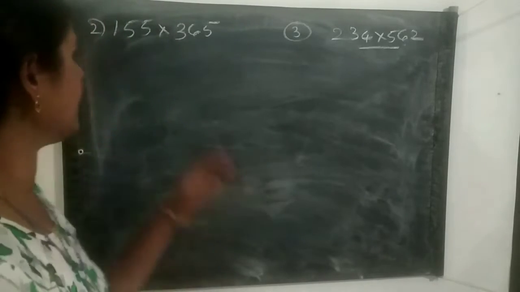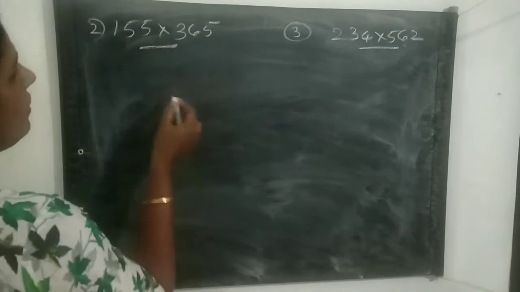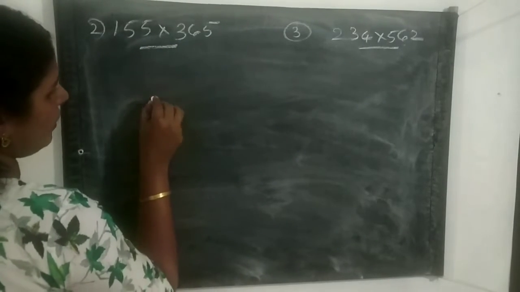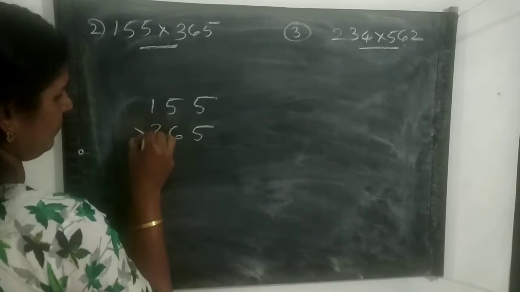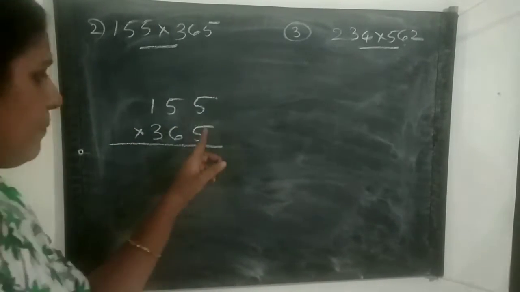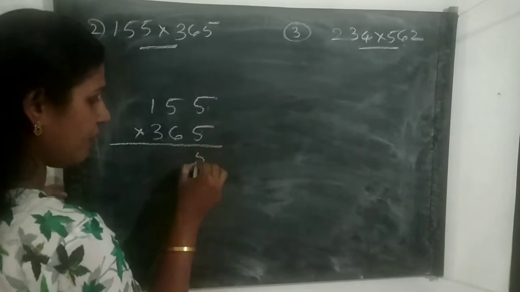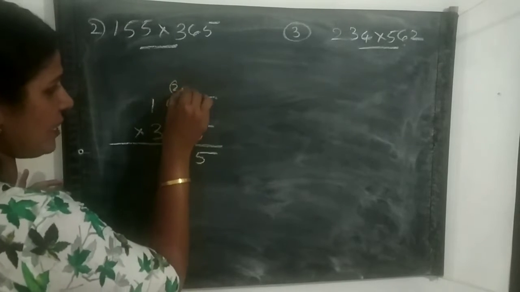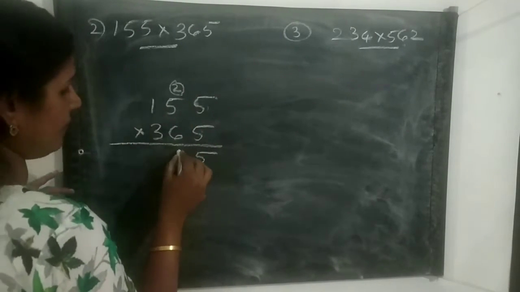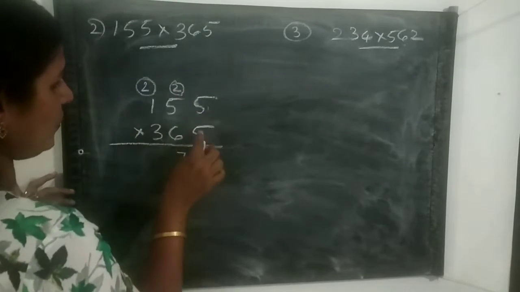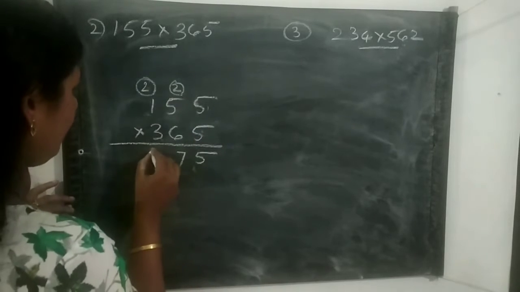Now, the second question is 155 into 365. First write 155 and 365 below it. First we multiply this 5 by 155. That is 5 5s are 25. Here we write 5, the carry over is 2. 5 5s are 25, 25 plus 2 is 27. Here we write 7 and carry over 2. Then 1 5 is 5, 5 plus 2 is 7.